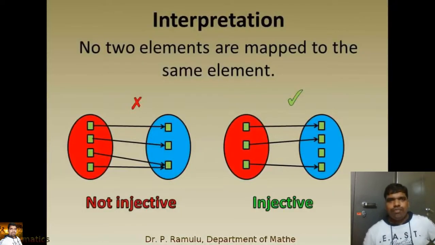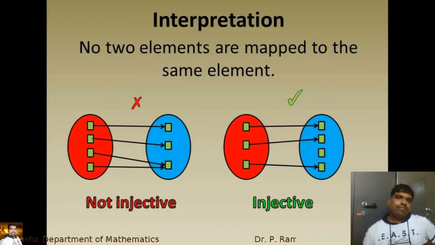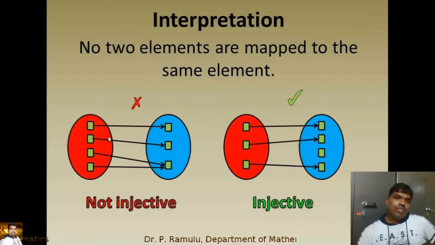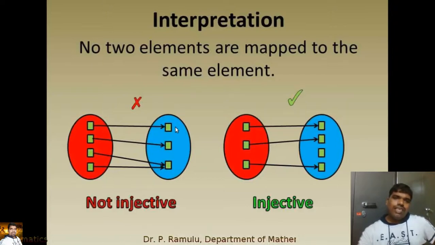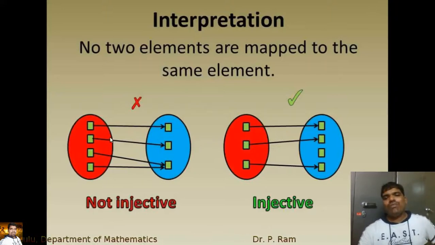Interruption. No two elements are mapped to the same element. So if I take distinct elements, this is okay. A distinct element is a distinct image. If I take this and this, two distinct elements have the same image. Since two distinct elements have the same image, it is not an injective function, not a one-to-one function.